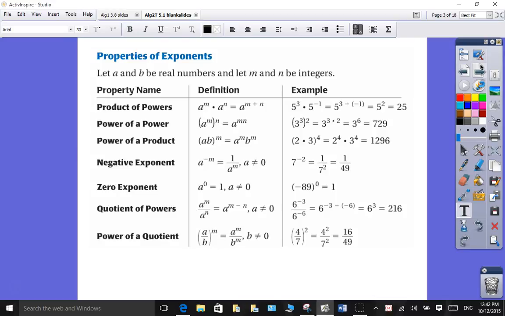The ones that we might get confused are these first two. When do you add the exponents? When do you multiply the exponents? When you raise a power to a power, that's when you multiply. They call that the power of a power. 3 to the third in parentheses squared is 3 to the 3 times 2. That's the multiply situation.